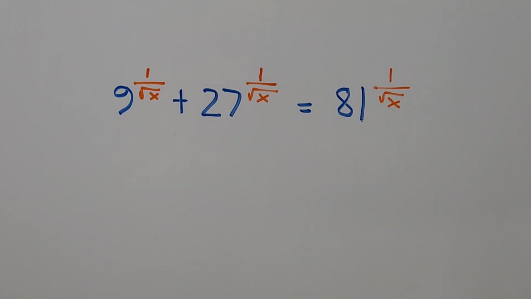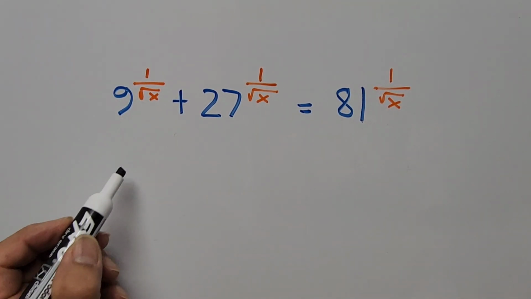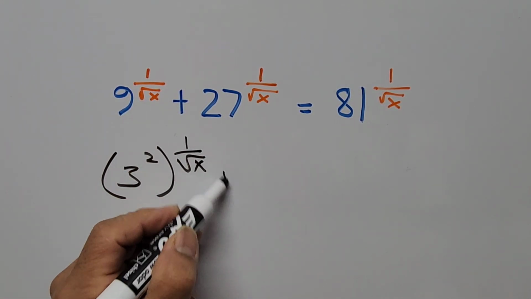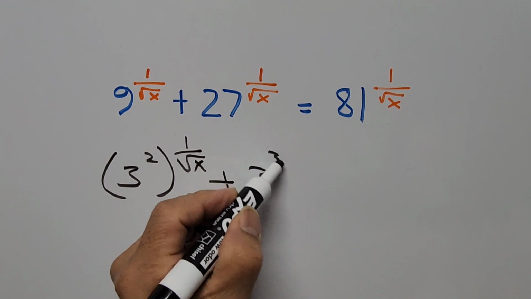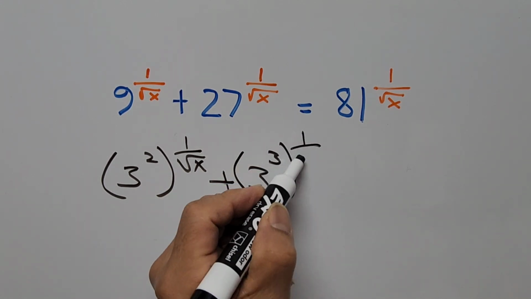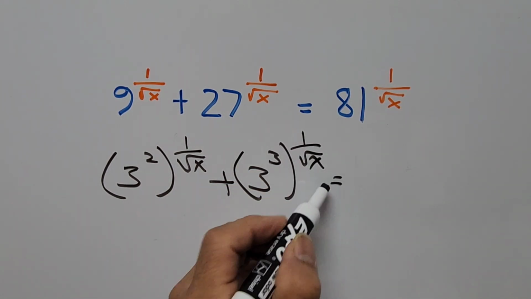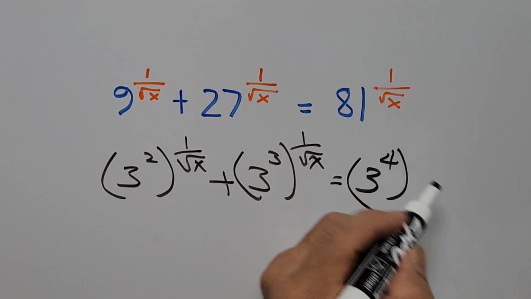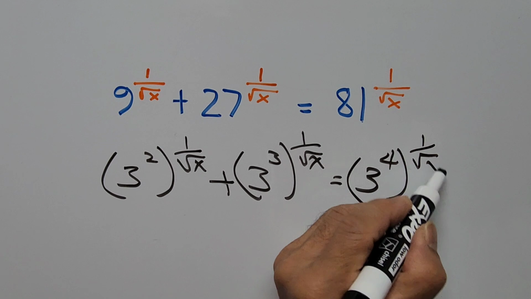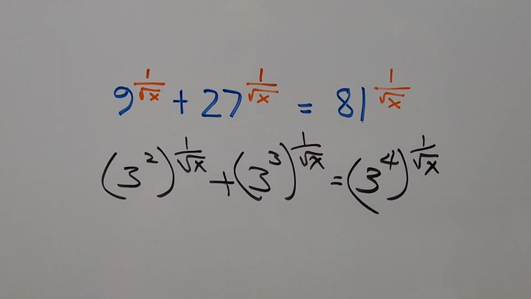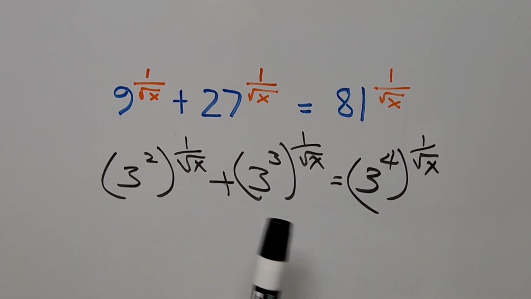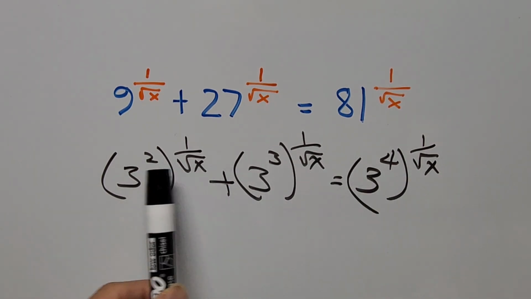So let's do that. So we have 3 squared to the power of 1 over square root of x plus 3 cubed to the power of 1 over square root of x is equal to 81, which is 3 to the 4th power raised to 1 over square root of x. And so now we see a trend over here. This is the power of 2, power of 3, power of 4, and here we have the same exponent.